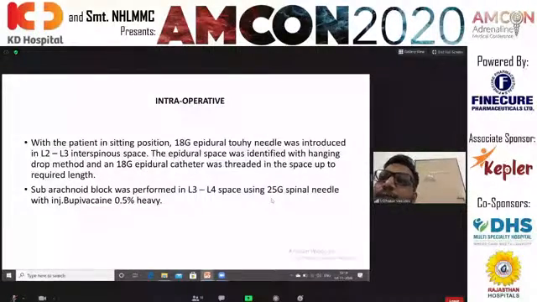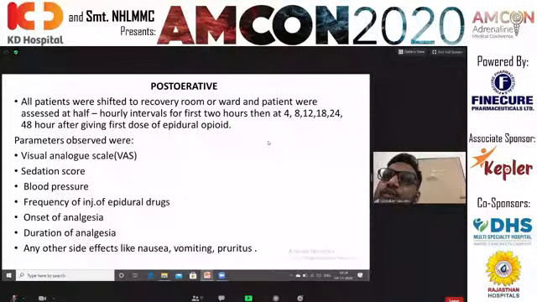Intraoperatively, the epidural catheter was introduced in the L2, L3 space, and subarachnoid block was given in the L3, L4 space, and bupivacaine 0.5% heavy was given. Next. My main study was postoperative.